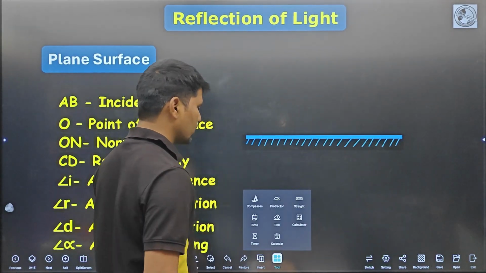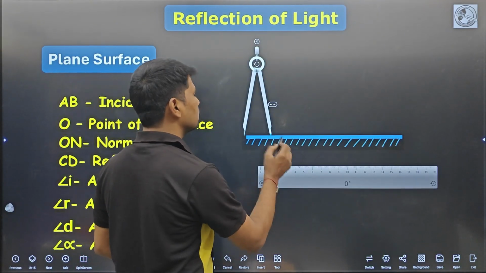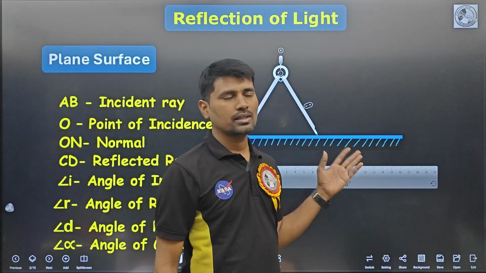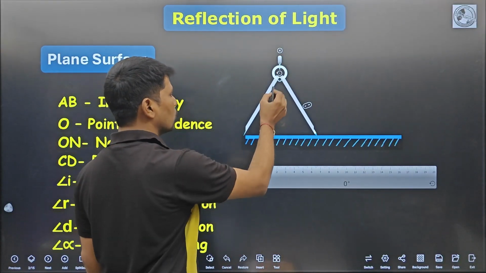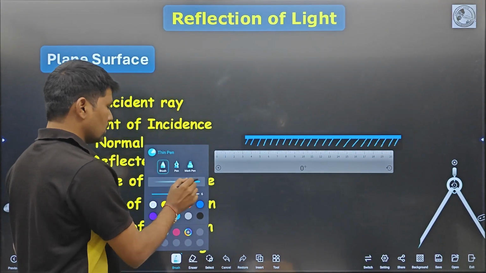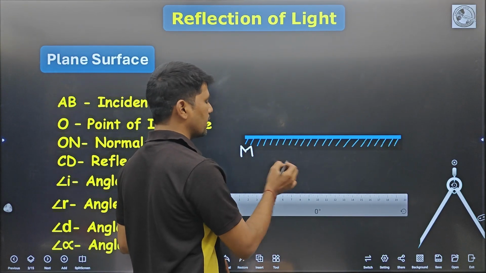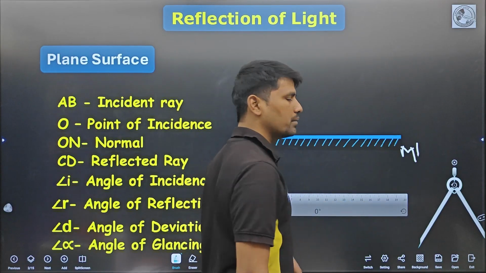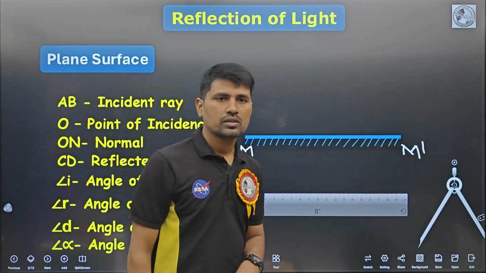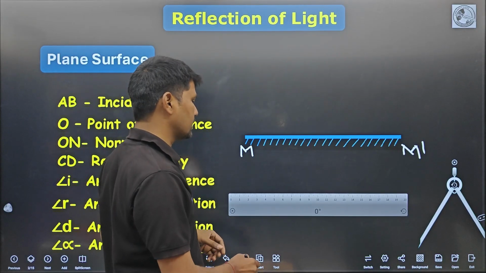Now here we have the tools, scale and compass. When you are drawing, you must maintain geometry, compulsory, right, children? So what I am doing now, see here. I want a scale here. This is a plane mirror. Sometimes the plane mirror is treated as M and M dash. The light source, laser light, is projected like this.